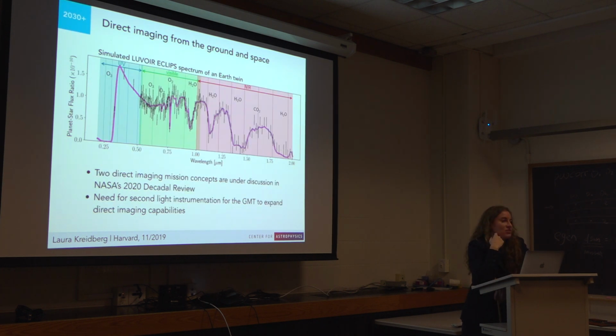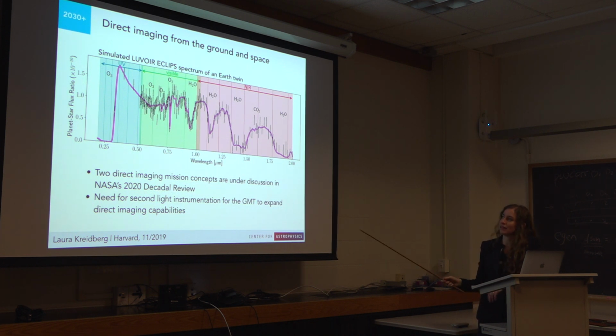And the answer is to do direct imaging, where you block out the light from the host star with a coronagraph and observe the planet directly. There are 2 approaches to doing this. You can do it from space, you can do it from the ground. And there are 2 direct imaging focused missions that are currently under review by the 2020 decadal.